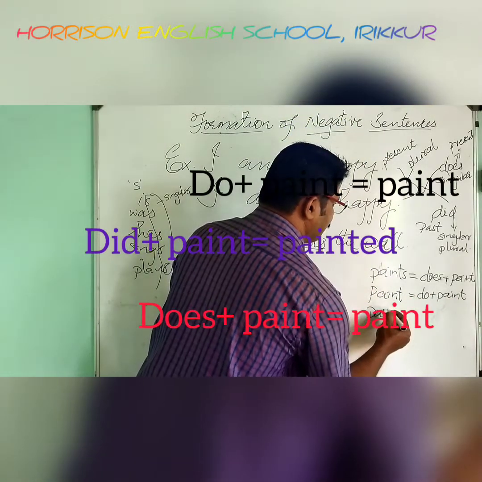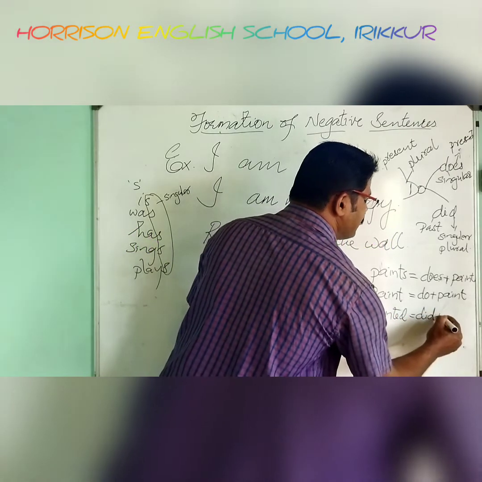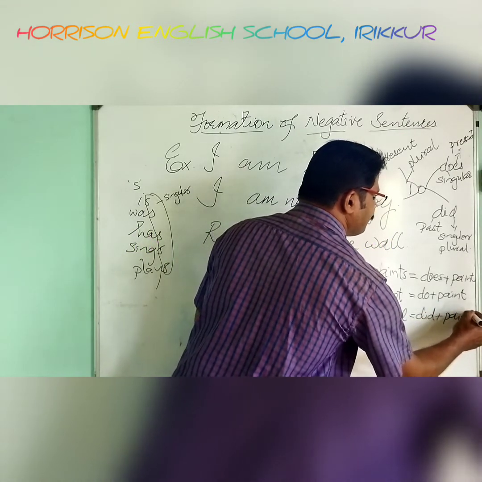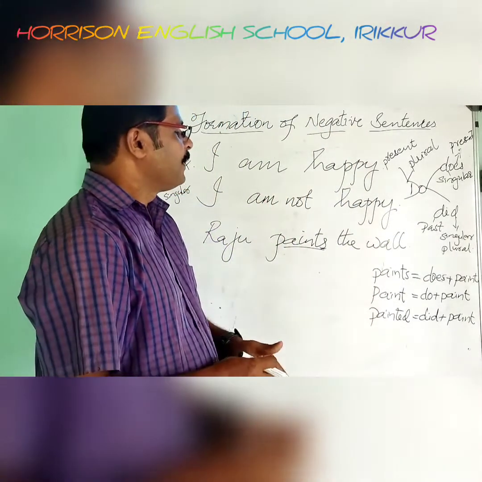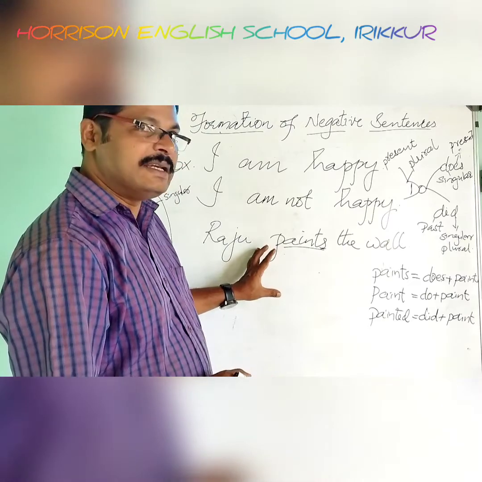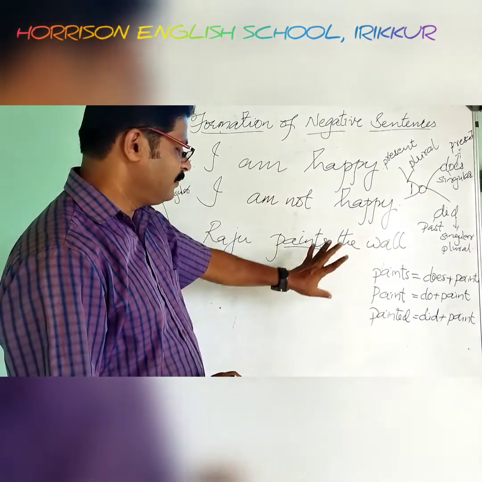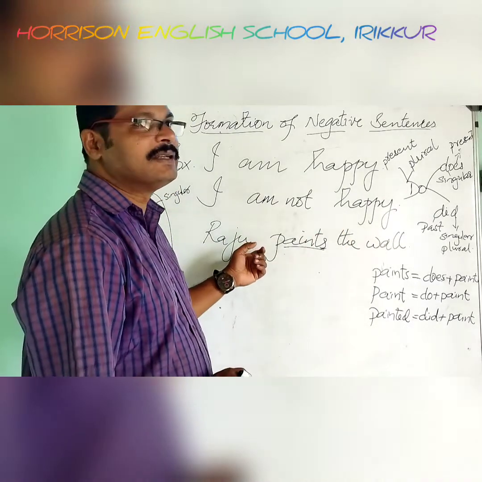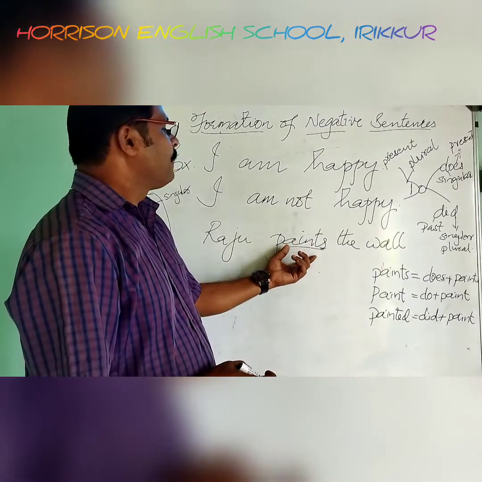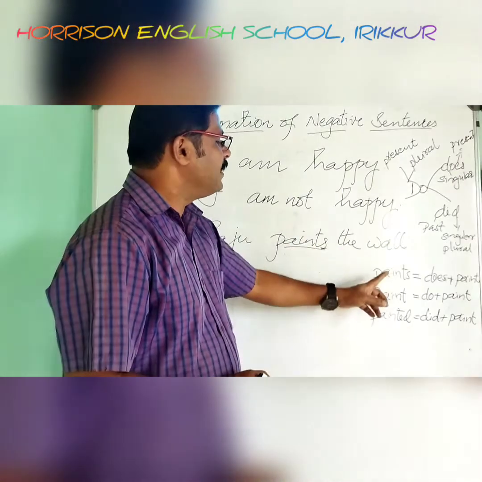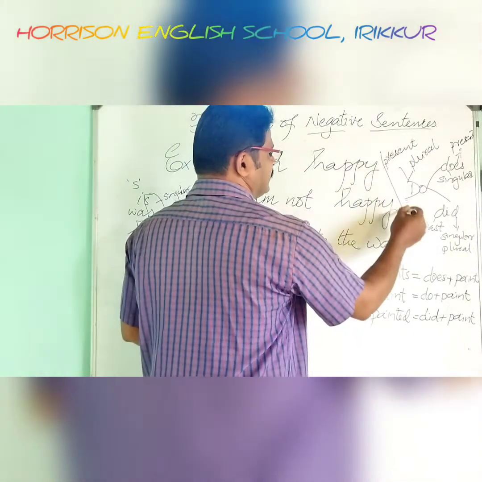Painted, past tense, is equal to did plus paint. So you understood? That is the way we break the main verb. If the given sentence does not contain an auxiliary like is, am, was, were, do, does, have, shall, will, whatever it is, and a main verb is given, then to make it negative, you have to find out the auxiliary verb. So to find the auxiliary verb, we use this.